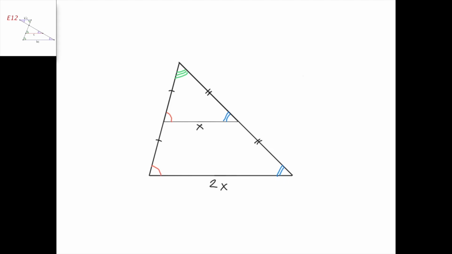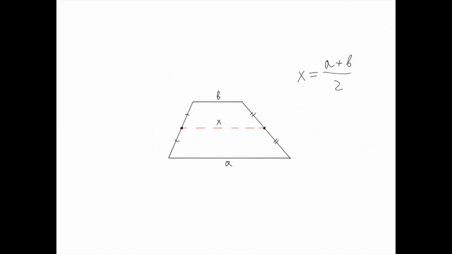And you can also think of these properties as a special case of the intercept theorem, because according to the intercept theorem, the ratio of this divided by this equals this divided by this, and it equals this divided by this, which in this case is just a half. It turns out that we can define a midsegment not just for a triangle, but also for a trapezoid.